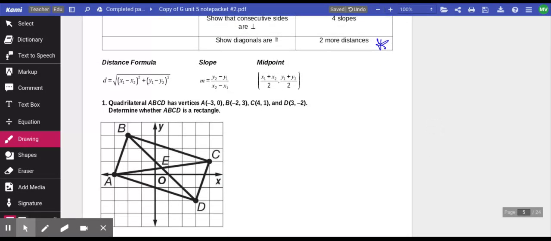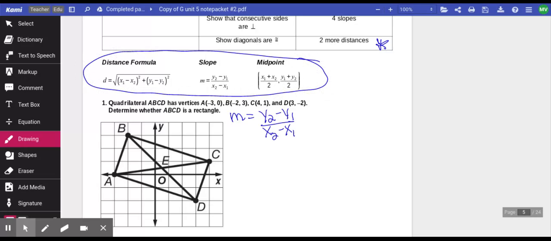So we have quadrilateral ABCD here. Determine if it's a rectangle. So what I'm going to do is show my slopes. Slope, remember, is y2 minus y1 over x2 minus x1. All the formulas you need to know are up here reminding you. So I'm going to do the slopes of all four sides.